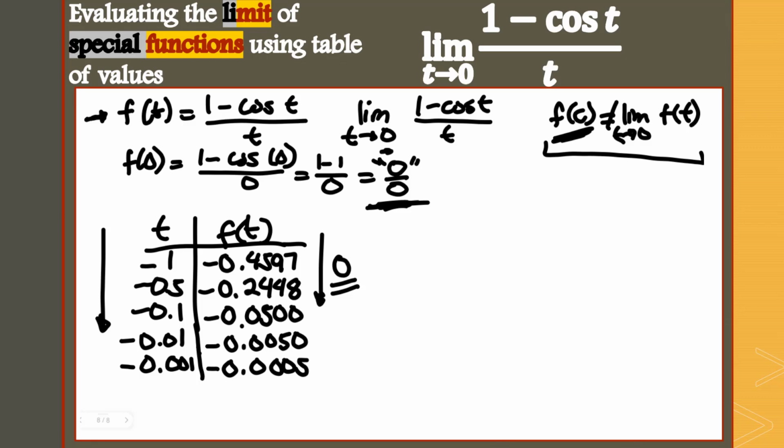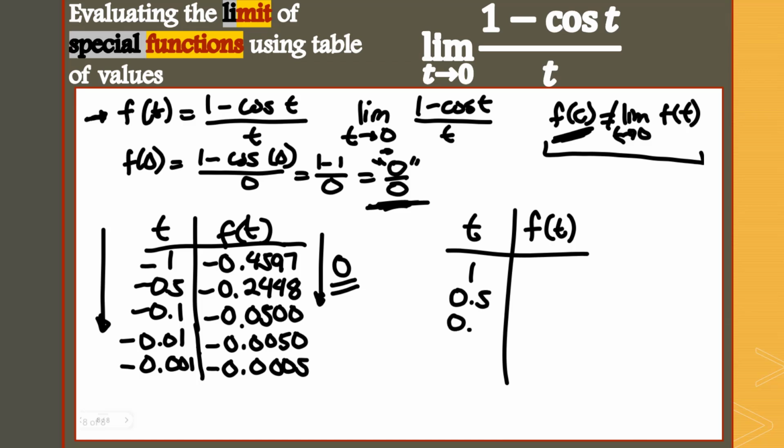Let us verify if it's also the limit from the right. So as we pick the values from the right of 0, let me use 1, 1/2, 1/10, and also 0.01 and 0.001. Similar thing, plugging them into our calculator one by one. For positive 1, you will have 0.4597.